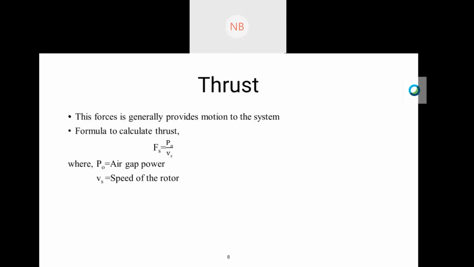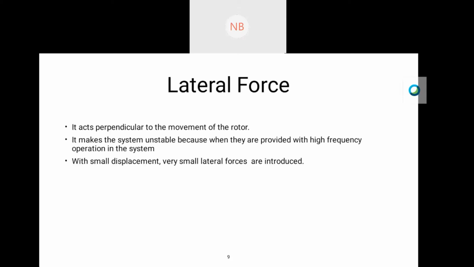So first is the thrust or propulsion force. This force actually gives motion to the system, and the formula is given as the air gap power divided by the speed of the rotor. And next is the lateral force or levitation force. So this force always acts perpendicular to the movement of the rotor. It makes a system unstable because when they are provided with a high frequency operation in the system, with a small displacement, we will get a very small lateral force.